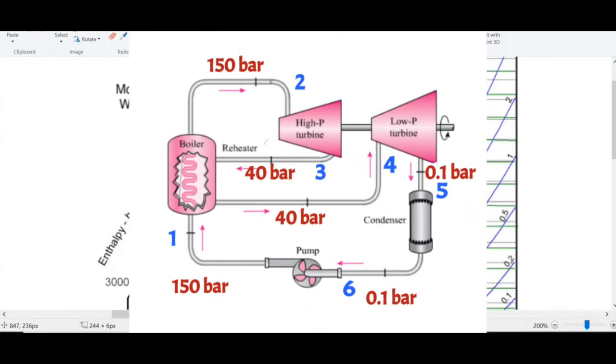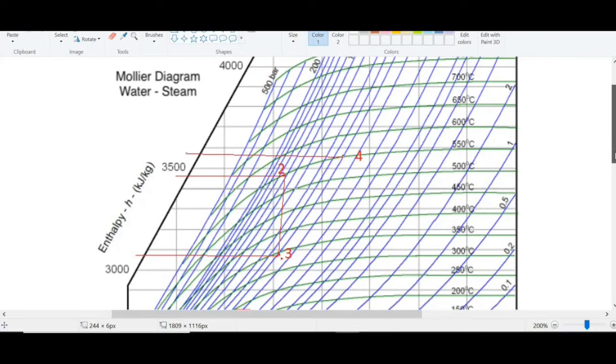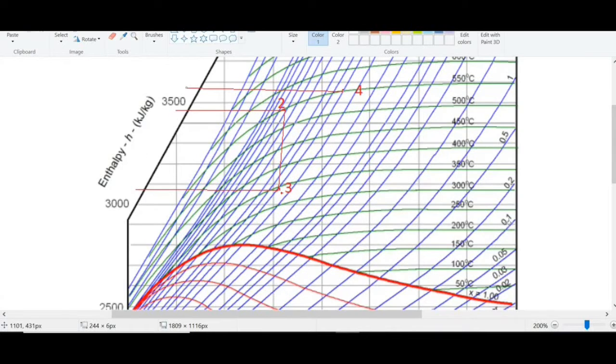Now again, in low pressure turbine, it is expanded. But this expansion is isentropic expansion. And it is expanded only up to 0.1 bar. Now, if we observe, here is 0.1 bar. So, we have to expand this. That is, we have to extend this line from this point 4 to 0.1 bar.